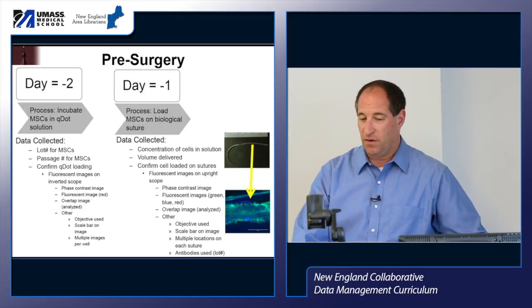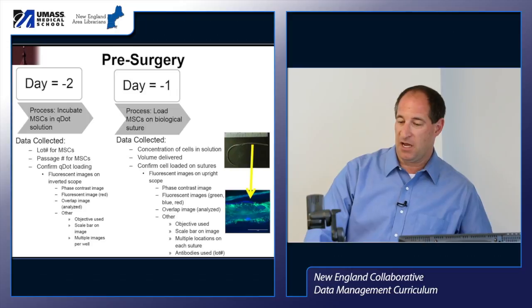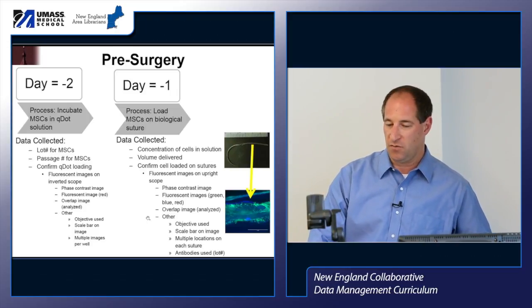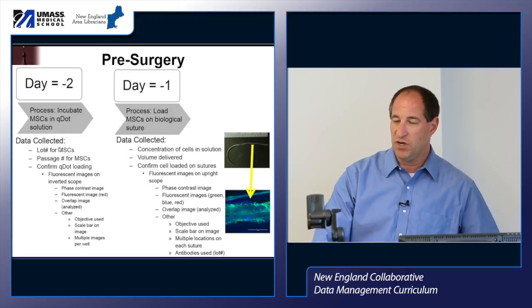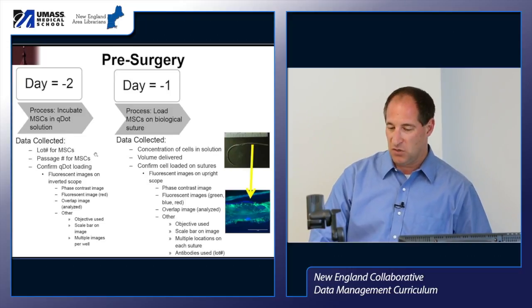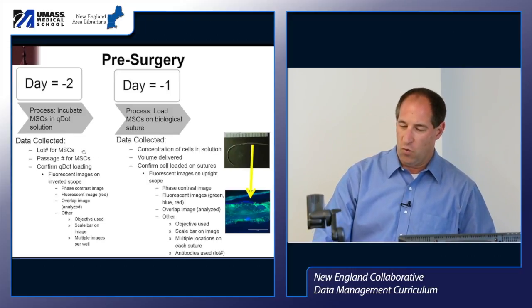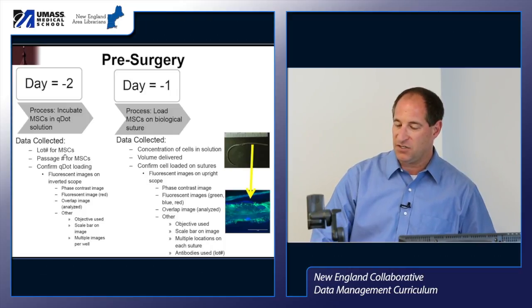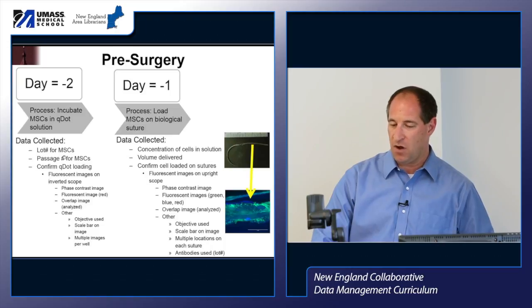We start off 2 days before surgery, and we incubate our cells in quantum dots, what we call QD solution. The reason for this is we want to label our cells. And so we need to know what lot number of mesenchymal stem cells we're using. We can passage them multiple times, and so we grow them in culture dishes, and then we passage them. And so we want to know what passage number they are.